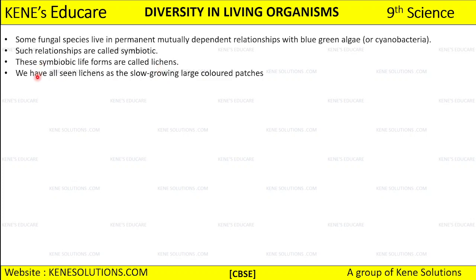We have all seen lichens as slow growing, large colored patches on the bark of a tree. Where do we see lichens? These lichens are slow growing, large colored patches.